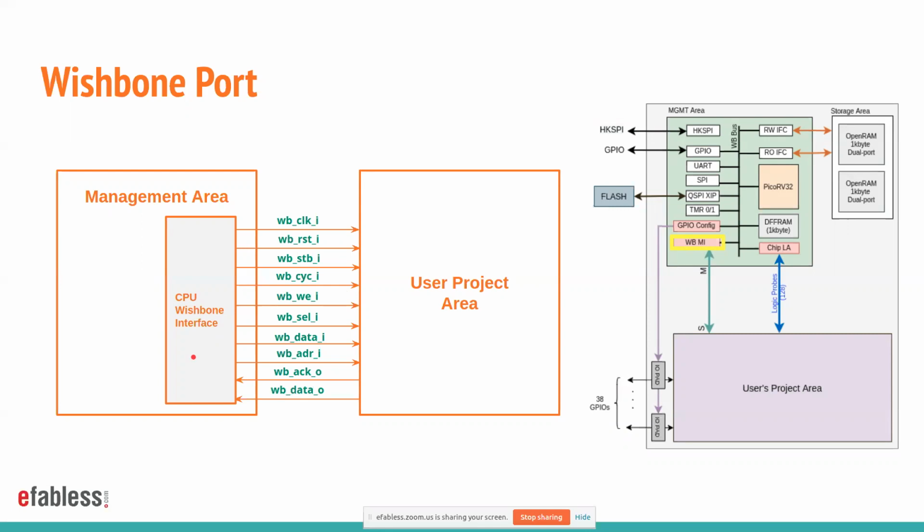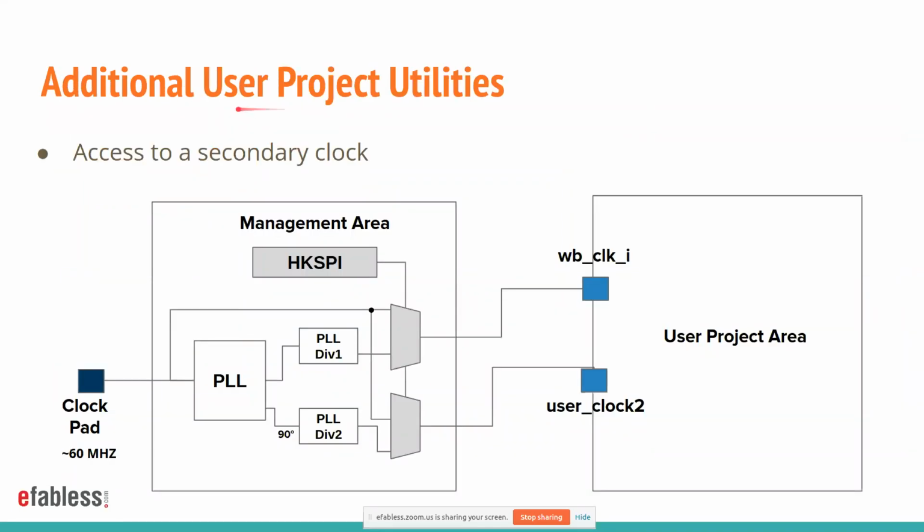There are a number of additional utilities that are provided in the user project space. The first one is that you get access to a secondary programmable clock called user clock 2. So the user project area gets access to two clocks. The first one is the wishbone clock, which is the main clock that the management area processor operates on. And a secondary clock called user clock 2, which comes from an independent integer divisor from the PLL. And you also have the option to bypass the PLL and use the external clock coming from the clock pad as is.